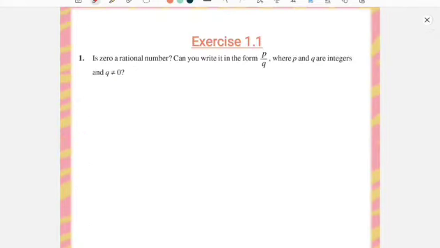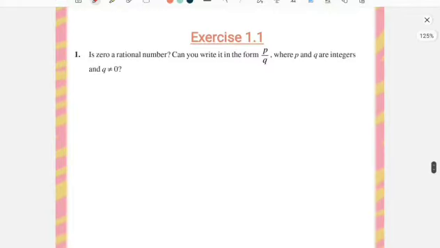Exercise 1.1. So the first question here is: is 0 a rational number? Can you write it in P by Q form where P and Q are integers and Q is not equal to 0? क्या हम 0 को as a rational number, that means P by Q की form में लिख सकते हैं where P and Q are integers and Q is not equal to 0? First of all, क्या 0 rational number है? Rational number की हमारी definition क्या थी? All those numbers that can be represented in P by Q form where P and Q are integers and Q is not equal to 0.